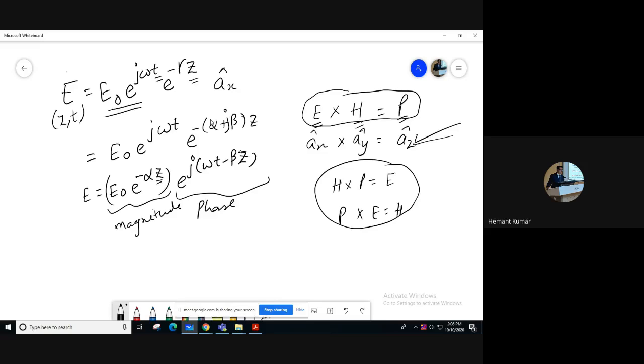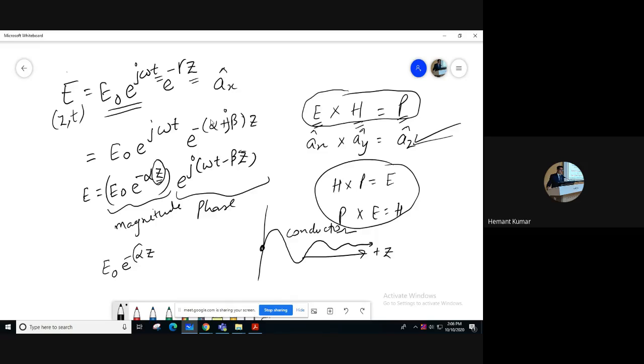So if you see this, the magnitude is decreasing with respect to z as we are going. Suppose this is the source, and this is the conductor in the direction of z. Suppose this is our electric field. As we are moving, the magnitude of the electric field will start decreasing because the magnitude is given by e to power minus alpha z.